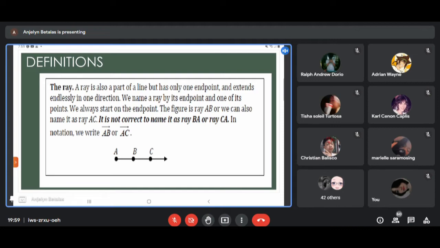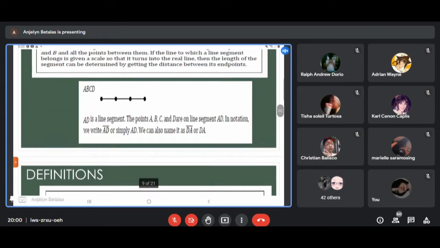For example, in ray AB, A is the endpoint. Again, a ray has one endpoint and extends endlessly in one direction. So you could name this ray AB or ray AC. Ray AB continues on and will pass through C, so it is the same. Ray AC also passes through point B when extended. So they are the same.